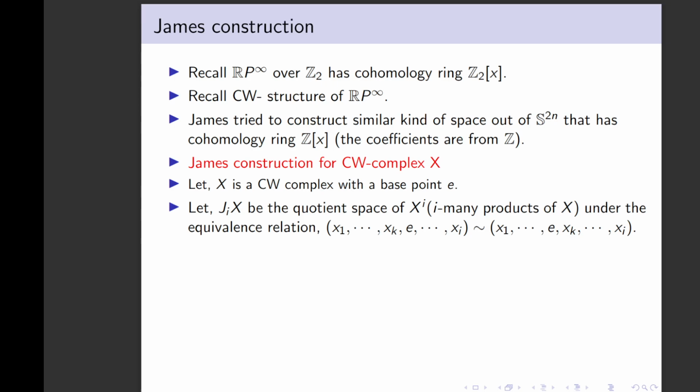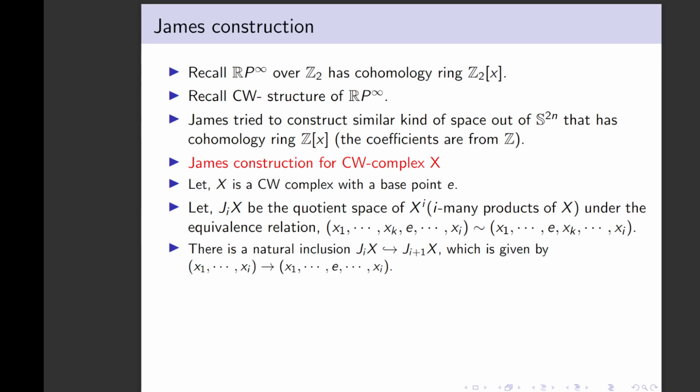If I talk only about X^2, then what it is saying is that (x1, e) is identified to (e, x1). So basically it helps us give a kind of product structure. We will see that for JX, the product structure comes from here only. And there is a natural inclusion of J_i(X) into J_{i+1}(X), given by this inclusion. Since we are taking the identification, it doesn't matter where we put this e.